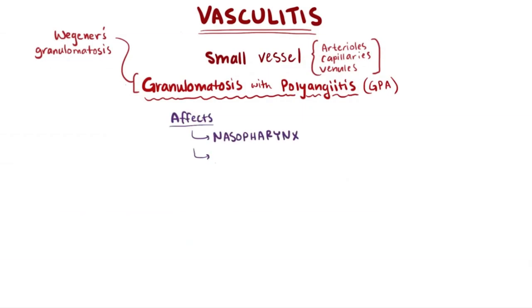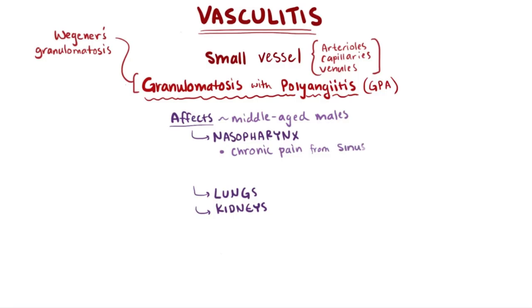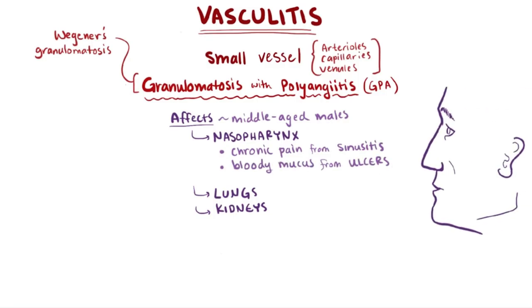GPA affects the nasopharynx, lungs, and kidneys and usually occurs in middle-aged males. People with the disease can have chronic pain caused by sinusitis or bloody mucus from ulcers within the nose. Over time, the nose itself might even cave in or curl, a condition called a saddle nose deformity.